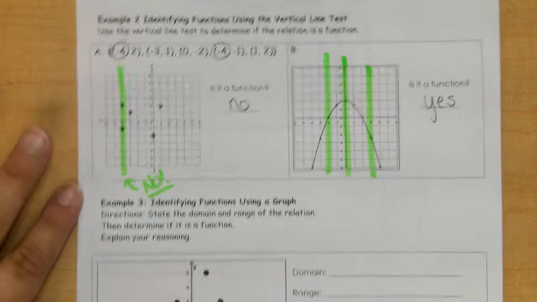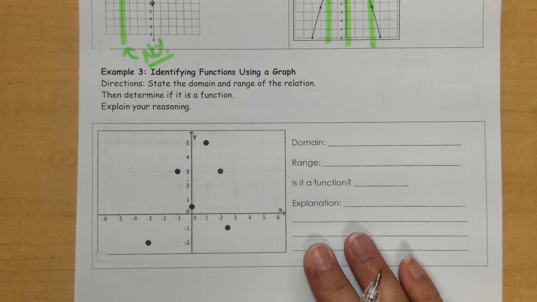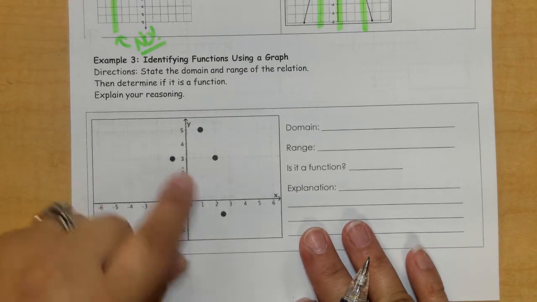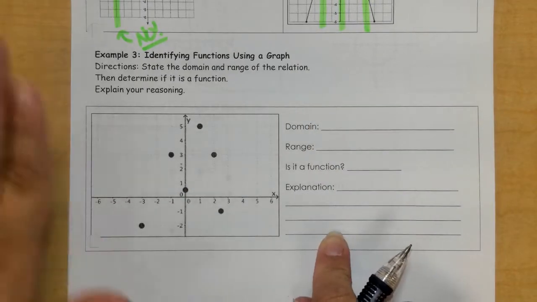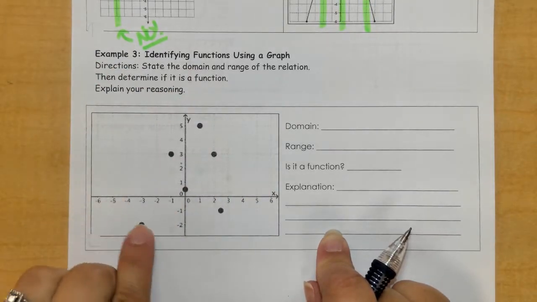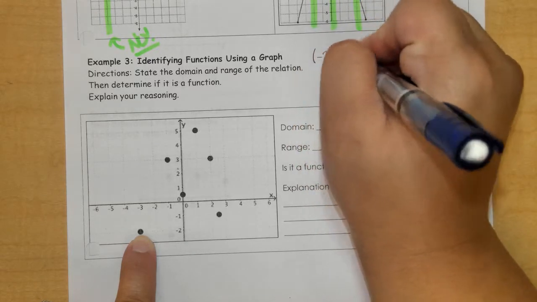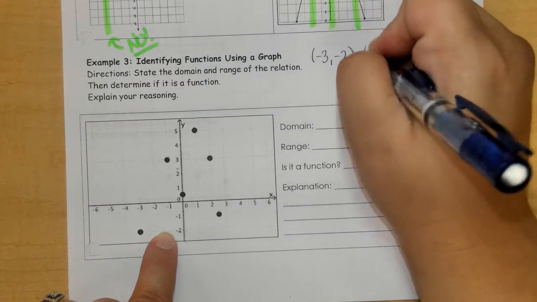Okay? In example 3, identifying functions using a graph, the last thing we do here is we are going to state all the ordered pairs right up here, and then we'll fill in this information. So I always go from the left to the right. So starting from the left, our first point we come to is (-3, -2). And then I have (-1, 3).